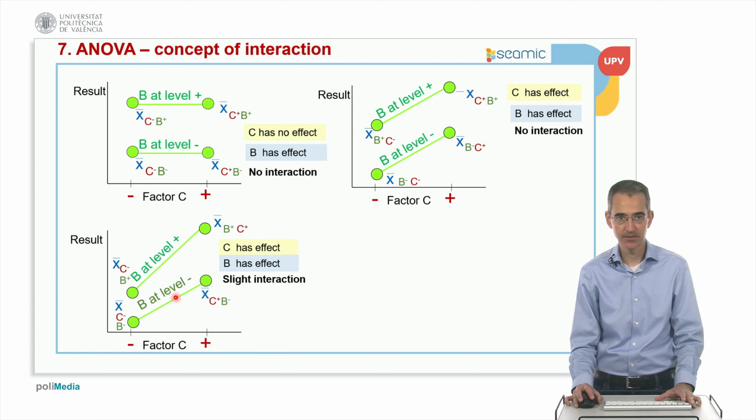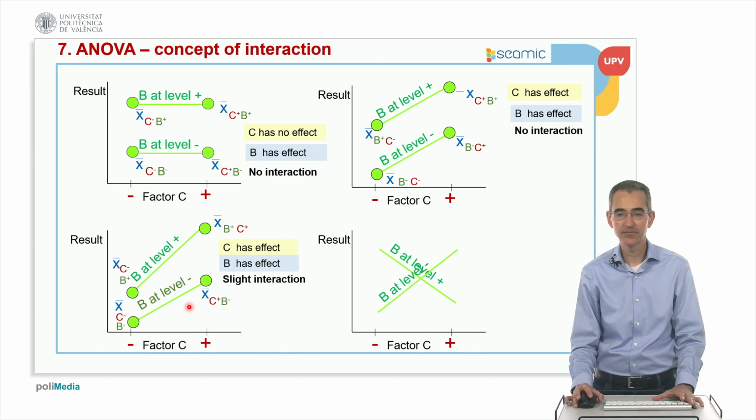This is very important because when we diagnose the effect of the interaction, it can be zero, so no interaction at all, or it can be slight, or it can be strong. In this example, as the lines are nearly parallel, we will say that there is a slight interaction.